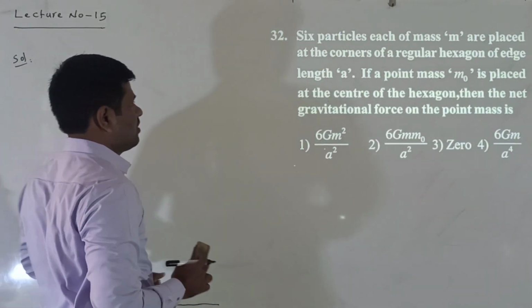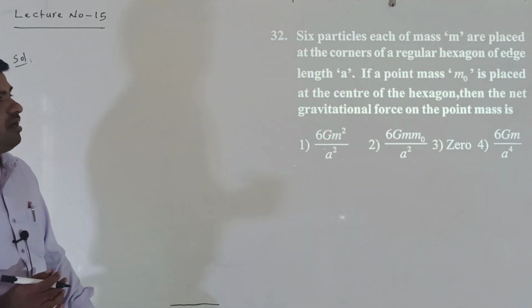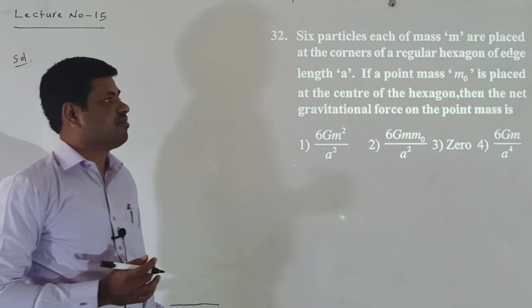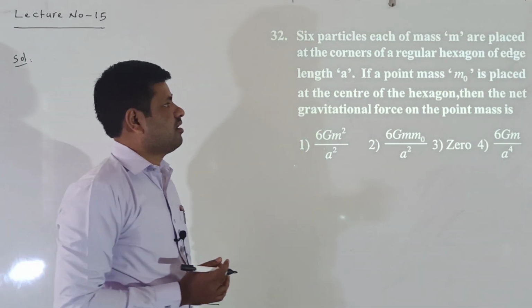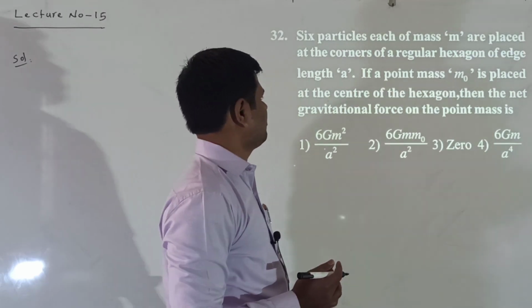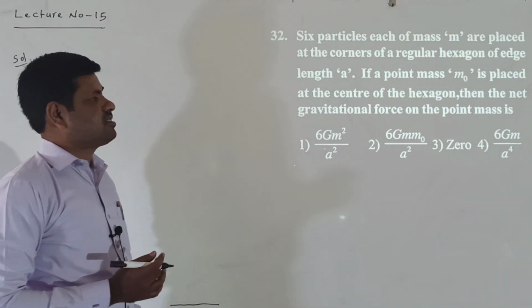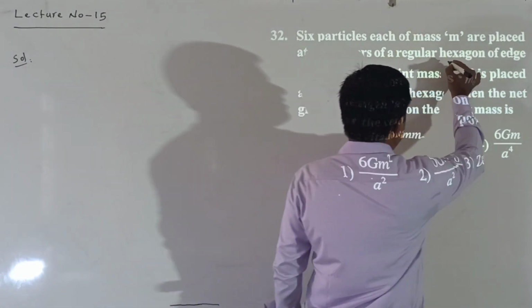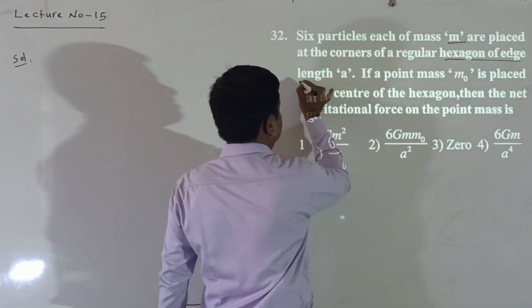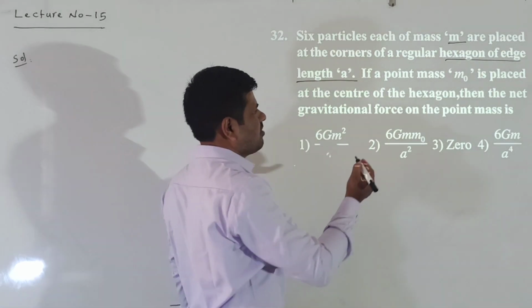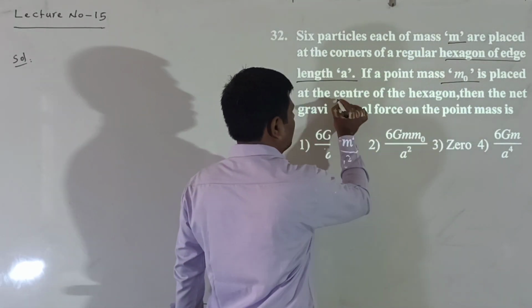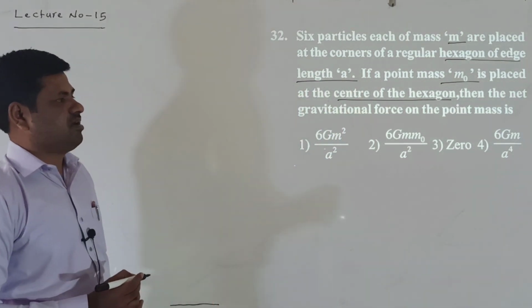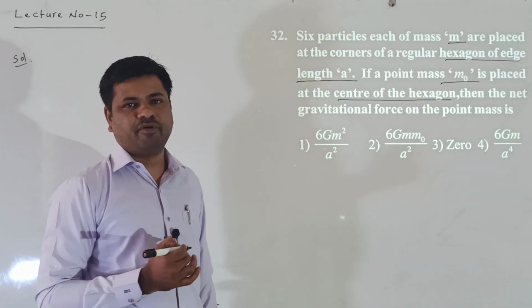Next. 6 particles each of mass m are placed at the corners of a regular hexagon of edge length A. If a point mass m0 is placed at the center of the hexagon, then the net gravitational force on the point mass is. These types of models are very, very important.